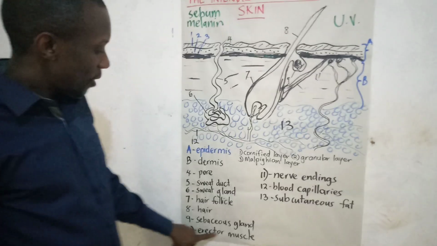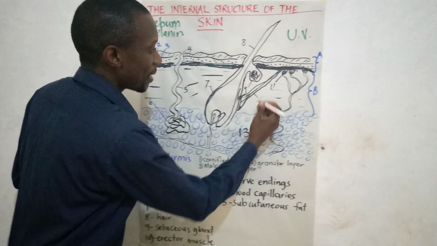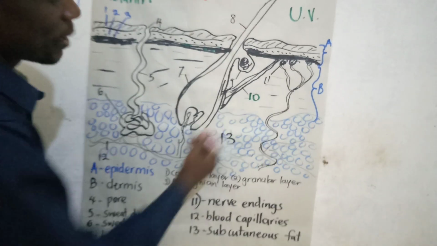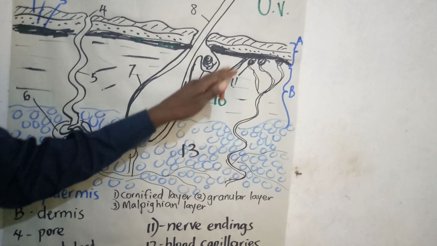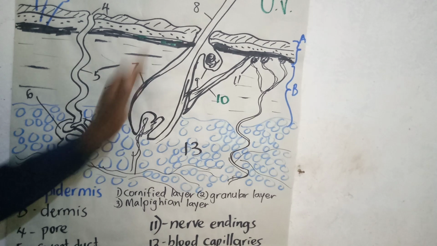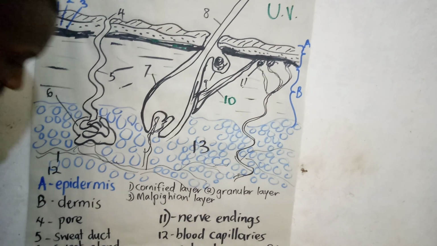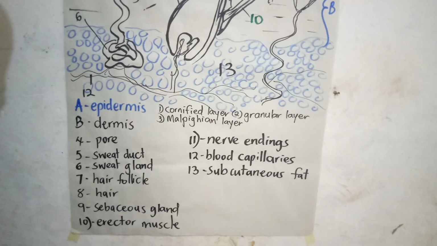Then we have got what they call erector muscle. Erector muscle as number 10. There's this muscle here which helps to raise the hairs. It contracts to raise the hair and it relaxes for the hairs to fall flat on the skin. So 10 is called erector muscle. The spelling is very important.